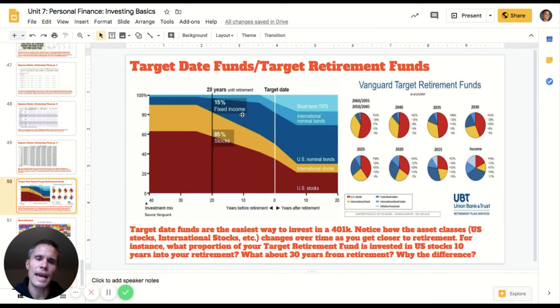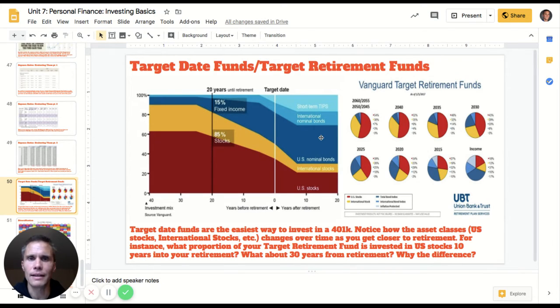But as you age, as you get closer and closer to retirement, so this is your retirement age, recognize that your proportion of stocks, both internationally and nationally, is much smaller, and your amount of government or US bonds and international bonds has grown quite a bit. And then as you go further into retirement, you have higher and higher amounts of bonds.